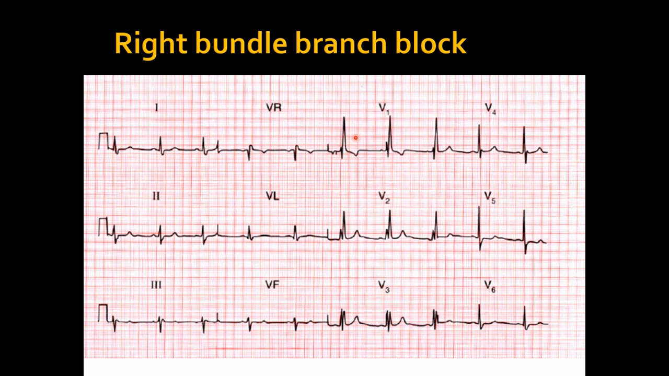The second thing is there is a slurred S wave in V5 and V6. And if you look at the QRS interval, this interval is more than 0.14 seconds. 0.14 seconds means 3 small squares. So it is more than 3 small squares. So this is right bundle branch block.